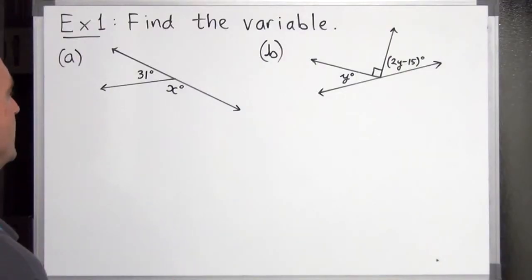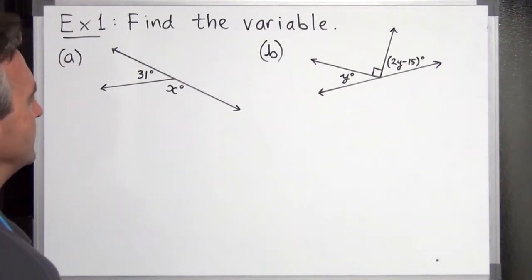So we're just going to do two questions here, example one. First things first, what is a straight angle? Well, a straight angle is simply a straight line.